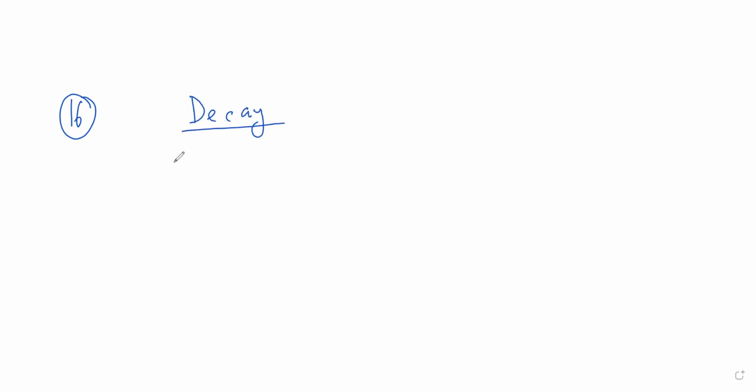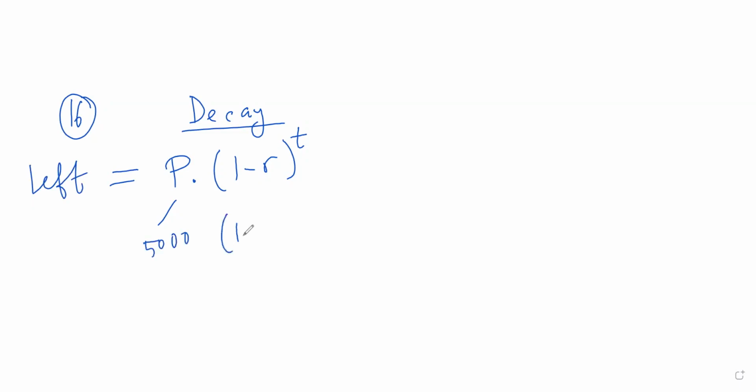You have the initial amount, and then you have 1 minus r, where r is the rate. In this case, it's 10%, to the power t, where t is time. This is how much will be left in the account after 8 weeks. So in this case, this is 5,000, 1 minus r, and r here is 10%, so 10% is 0.10. And then t is given because you're doing after 8 weeks, so this is going to be 8.